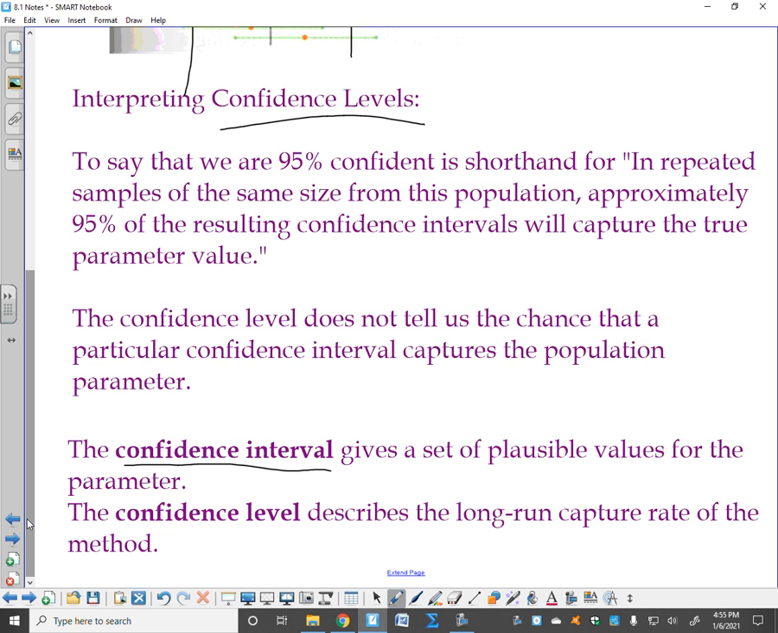Now these 2 sentences are good because they talk about the difference between an interval and a level. The confidence interval gives a set of plausible values for the parameter. That's what we found when we were doing x bar plus or minus 2 standard deviations, and we got, I don't know what it was, 48% to 54%. That's a confidence interval. It gives us a set of plausible values for mu or p. The confidence level describes the long-run, repeated-samples capture rate of the method.